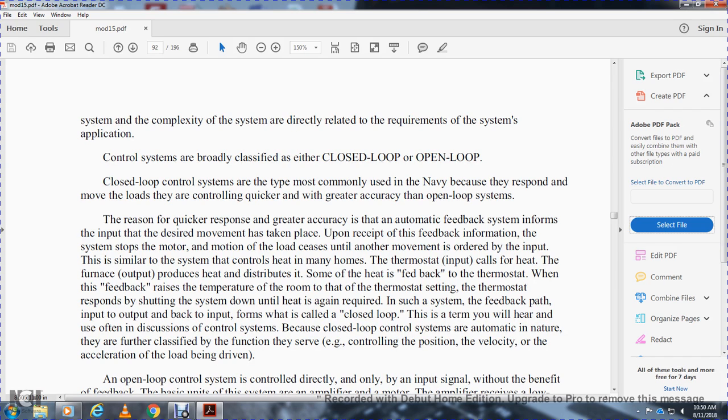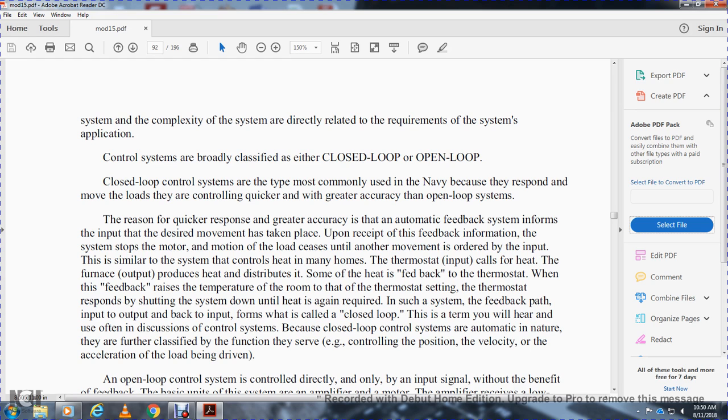This is similar to the control system for heat in many homes, the thermostat. The input calls for heat from the furnace; the output is the heat produced and distributed. The feedback, the temperature of the room, is compared with the thermostat setting. The thermostat responds by shutting the system down until heat is required again. In such a system, the feedback path runs from the output back to the input, forming what is called the closed loop.